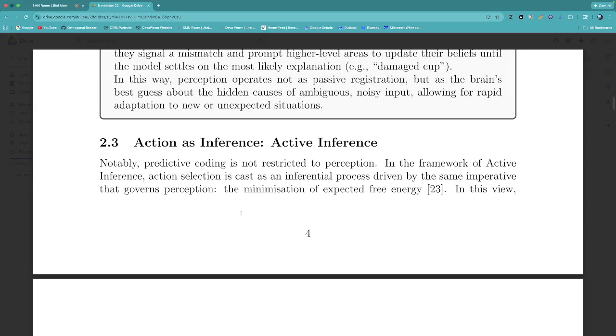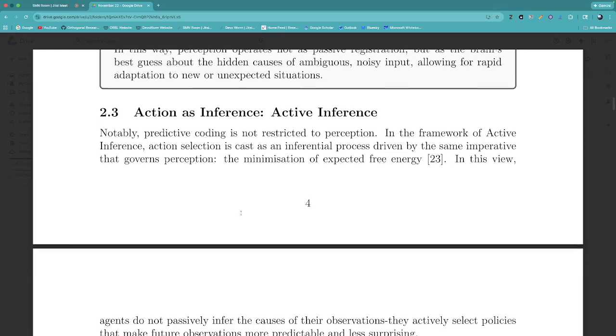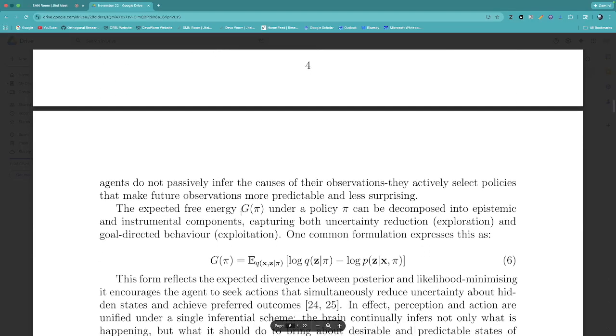Then they talk about active inference. Notably, predictive coding is not restricted to perception. In the framework of active inference, action selection is cast as an inferential process driven by the same imperative that governs perception, which is the minimization of expected free energy. In this view, agents do not passively infer the causes of their observations. They actively select policies that make future observations more predictable and less surprising.